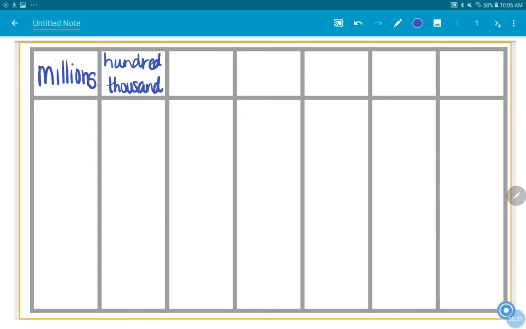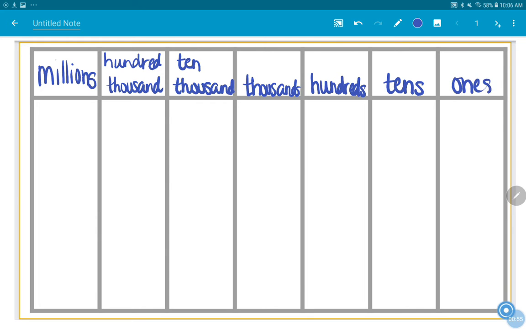What's 10 times smaller than that? 10,000. Then 10 times less is the thousands. Next would be the hundreds, tens, and ones. Make sure your place value chart is labeled correctly.